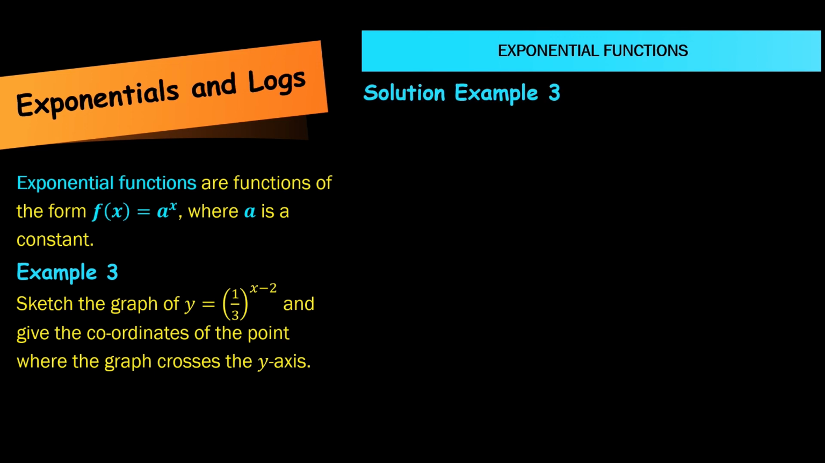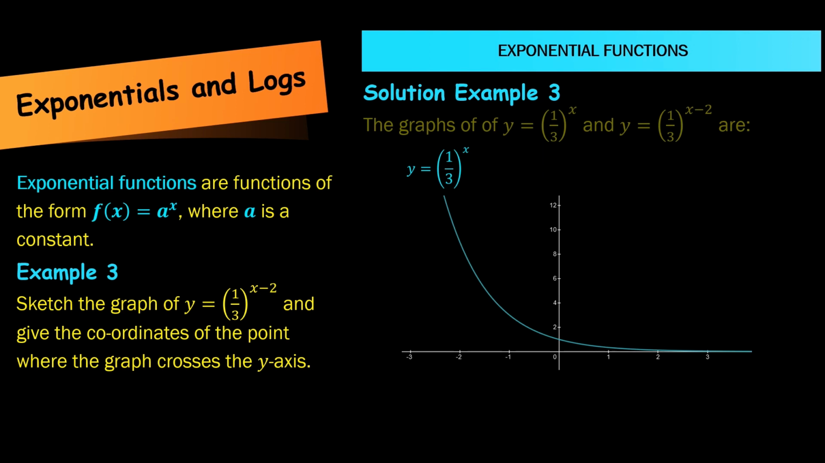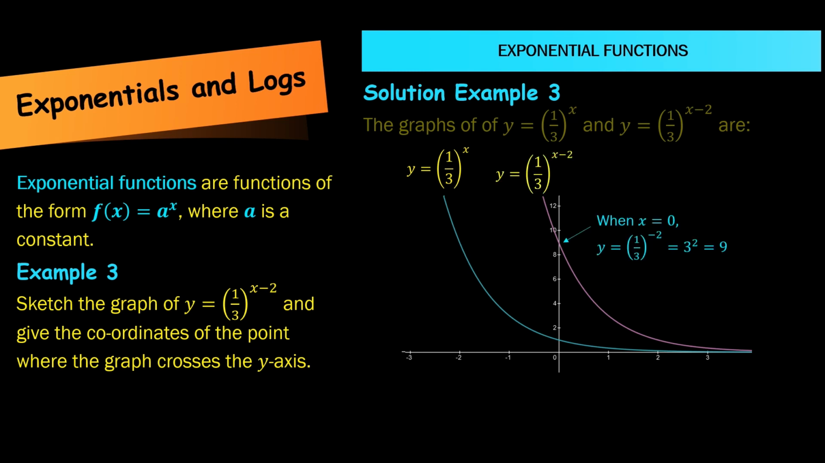So let's solve this. We're going to sketch the graphs of y equals a third to the power x and y equals a third to the power x minus 2 and see how the two relate to each other. So here's y equals a third to the power x. And here's y equals a third to the power x minus 2. When x equals 0, y equals a third to the power minus 2, which equals 3 squared, which equals 9.